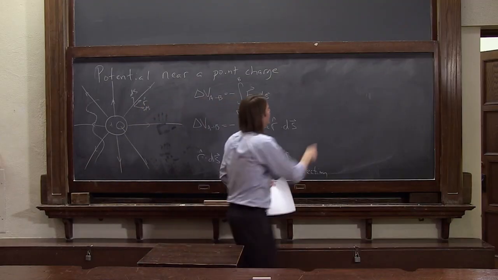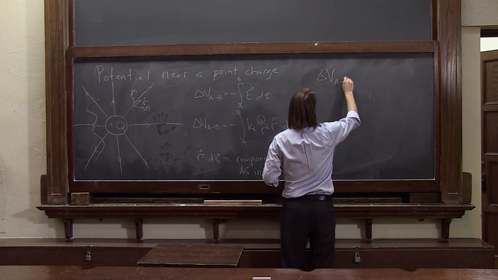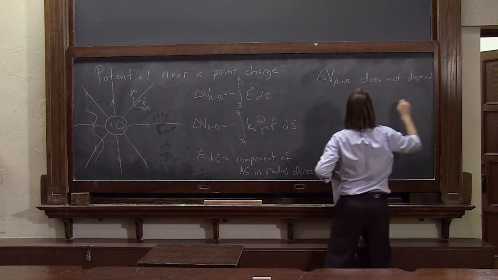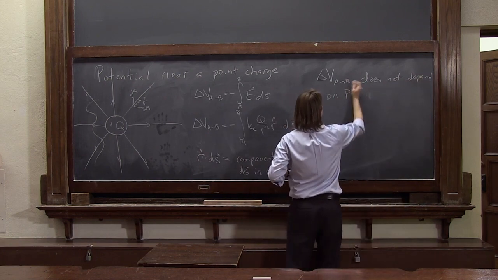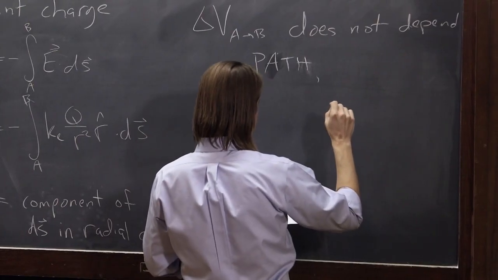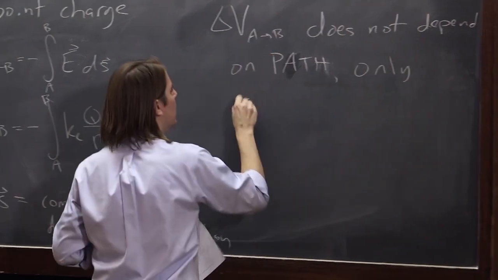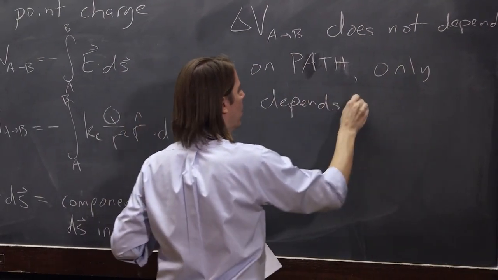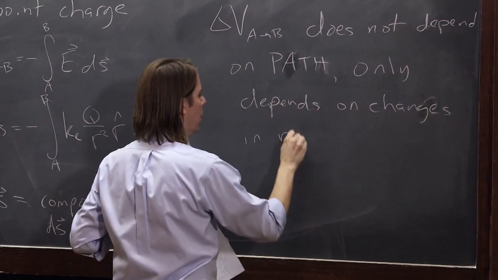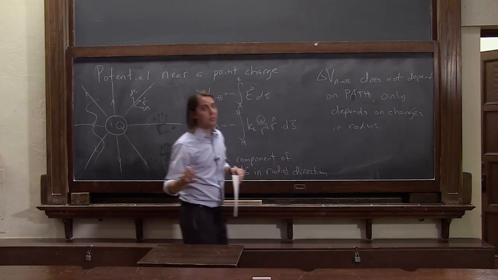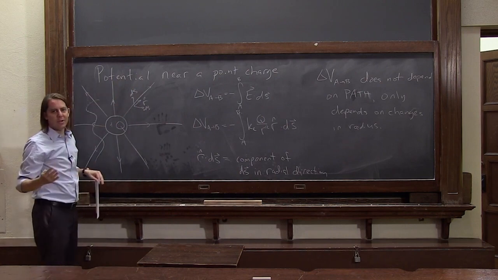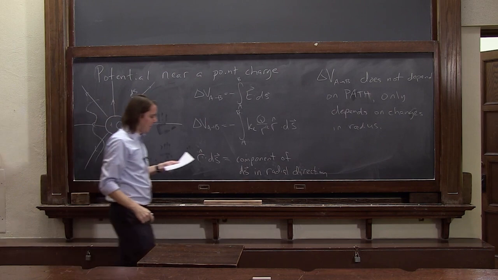So what this tells us is that delta V, A to B, does not depend on path. It only depends on changes in the radius, and that's due to the symmetry of the system. It's a point charge, E field lines go out. The E field only changes when you change radius. The E field doesn't change when you move around.